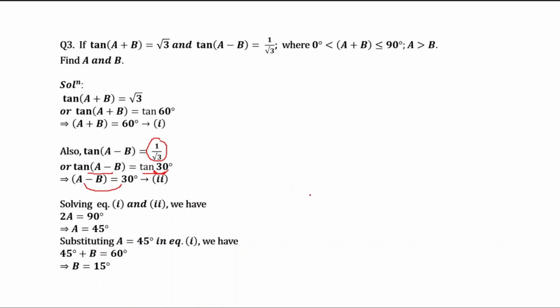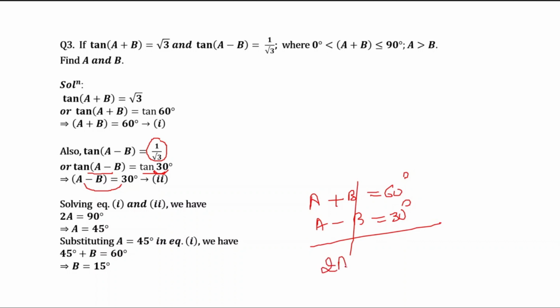Solving equations 1 and 2 using the elimination method. So a plus b equals 60 degrees, first equation. a minus b equals 30 degrees, your second equation. Since the variable that we need to eliminate has opposite signs, that is plus b and minus b, we can directly cancel this, and a plus a is 2a, 60 plus 30 is 90. From here we get 2a as 90 degrees, and if your 2a is 90, a would be 45 degrees.